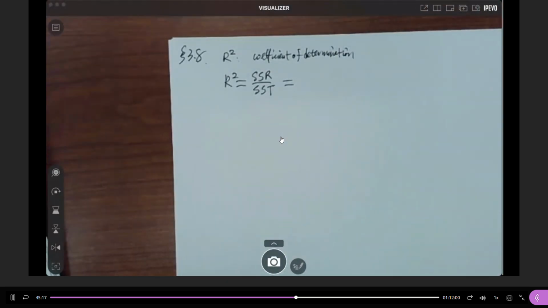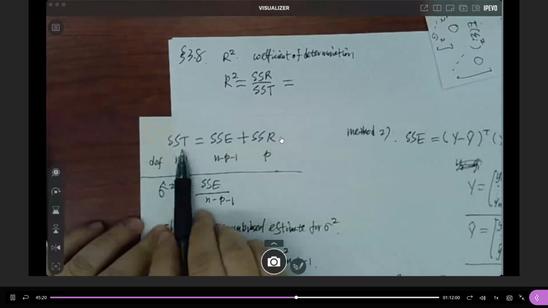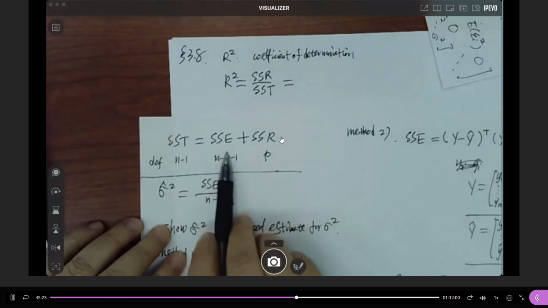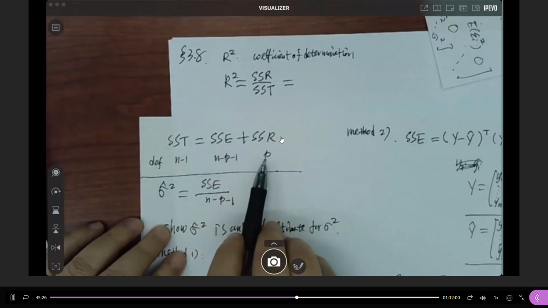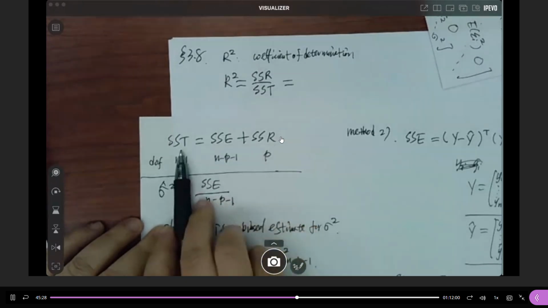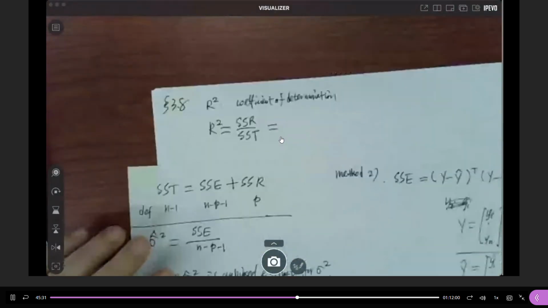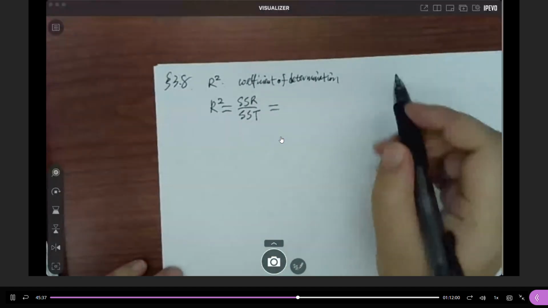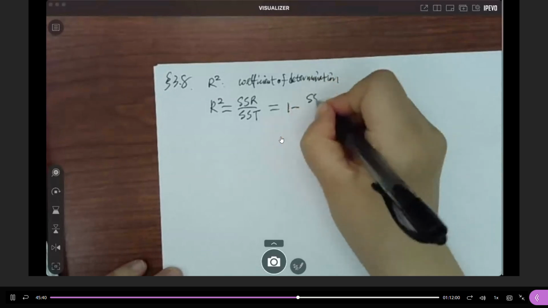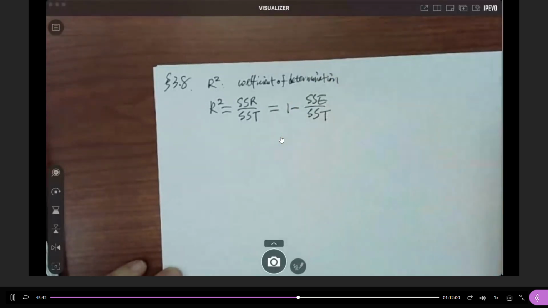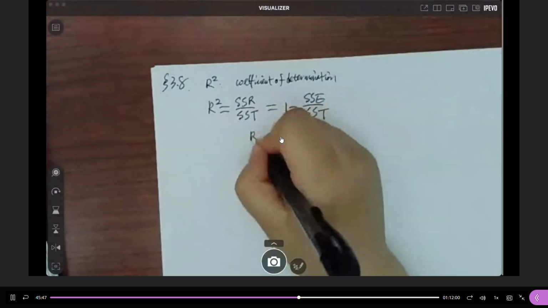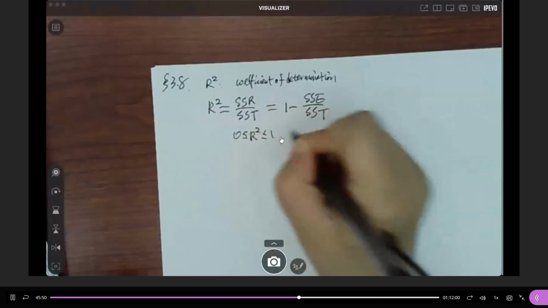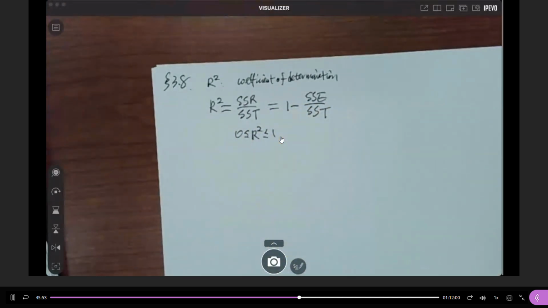Again, we also proved the relationship between the sums of squares. We proved SST equals SSE plus SSR. Each sum of squares is non-negative, so it's guaranteed that SSR is less than or equal to SST. So we can totally guarantee R squared is a value between 0 and 1. It's also equal to 1 minus SSE over SST. So R squared is guaranteed to be between 0 and 1.